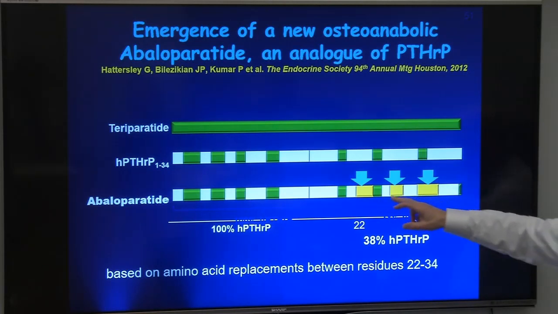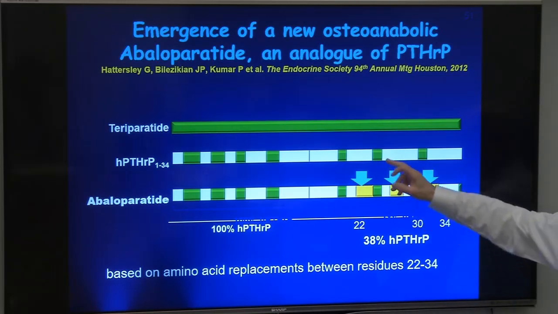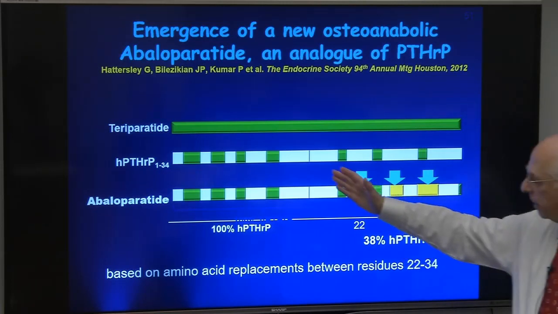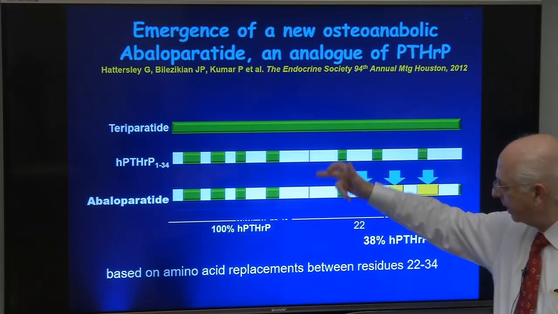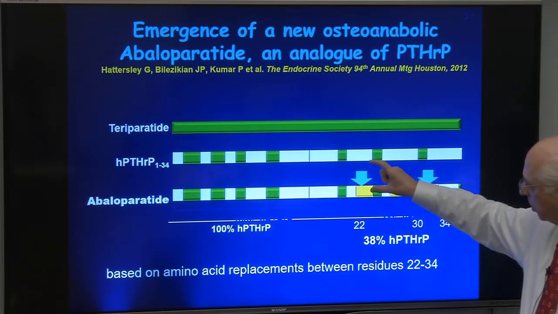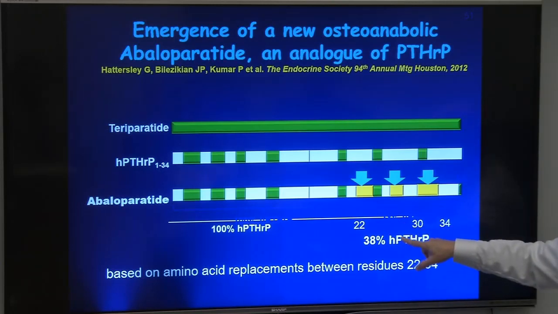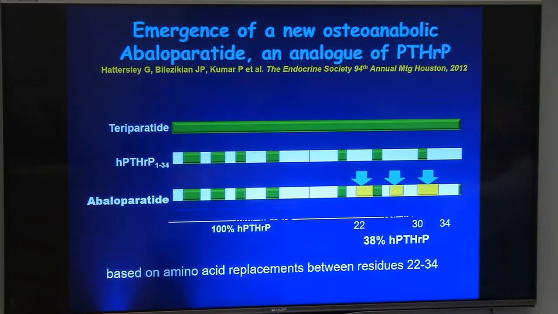The yellow cassettes are the amino acids that are different from PTHRP. And you can see the homology. PTHRP and abaloparatide are identical out to residue 22. And then from residue 22 to 34, there's quite a good divergence, and there's only 38% homology with PTHRP. So that was the idea, to make a more potent osteoanabolic.